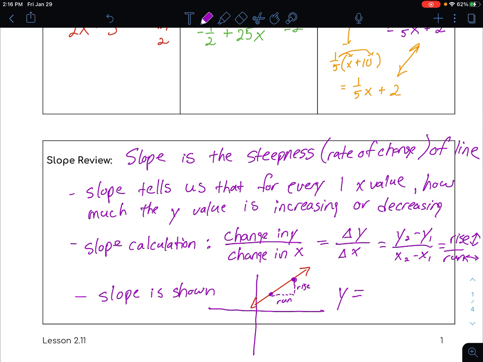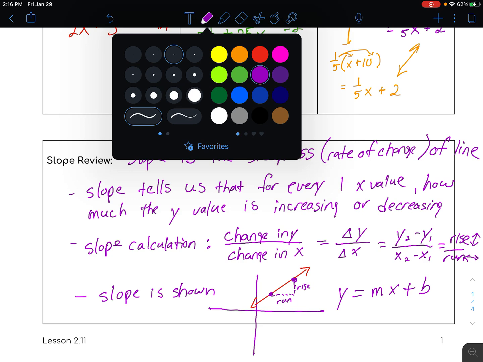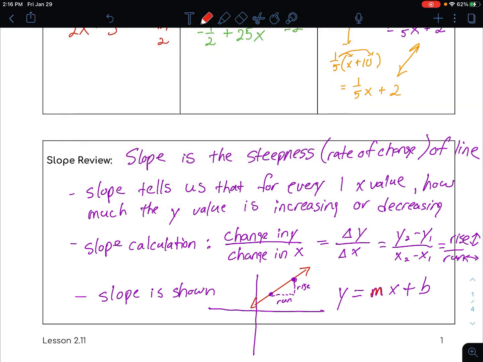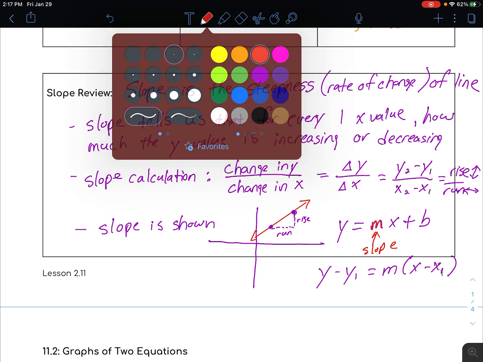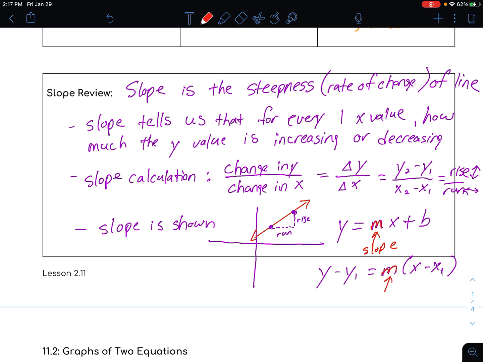We see that in equations like y equals mx plus b, where m is the slope, the number in front of the x there. We also see it in our point-slope form, y minus y1 is equal to m times x minus x1, which we had talked about previously. And once again, that m, whatever the slope is of the line, goes into that spot right there. So that's how we've emphasized it so far and shown it so far.